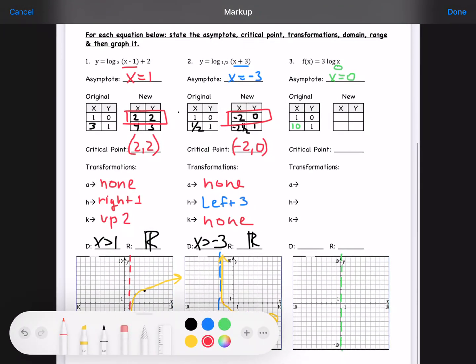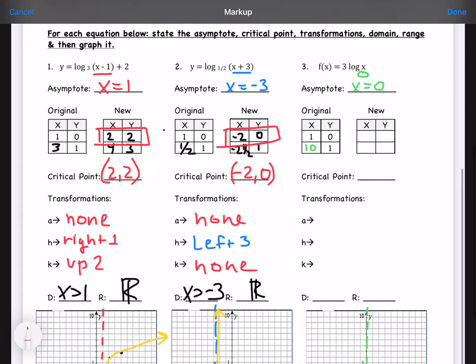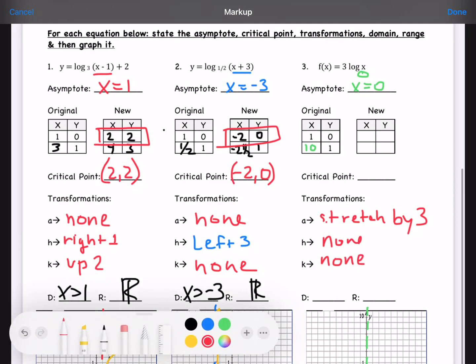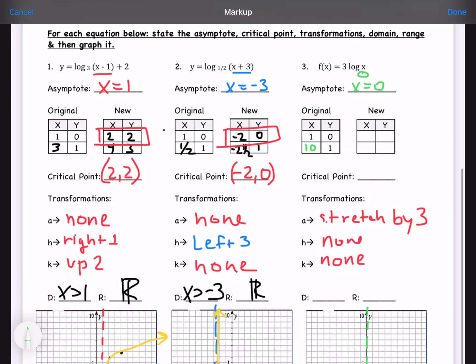Okay. So when we are looking at our transformations, we just have the 3 in front. So it's stretched by 3. No h, no k. Okay. You would think that should make this pretty simple.